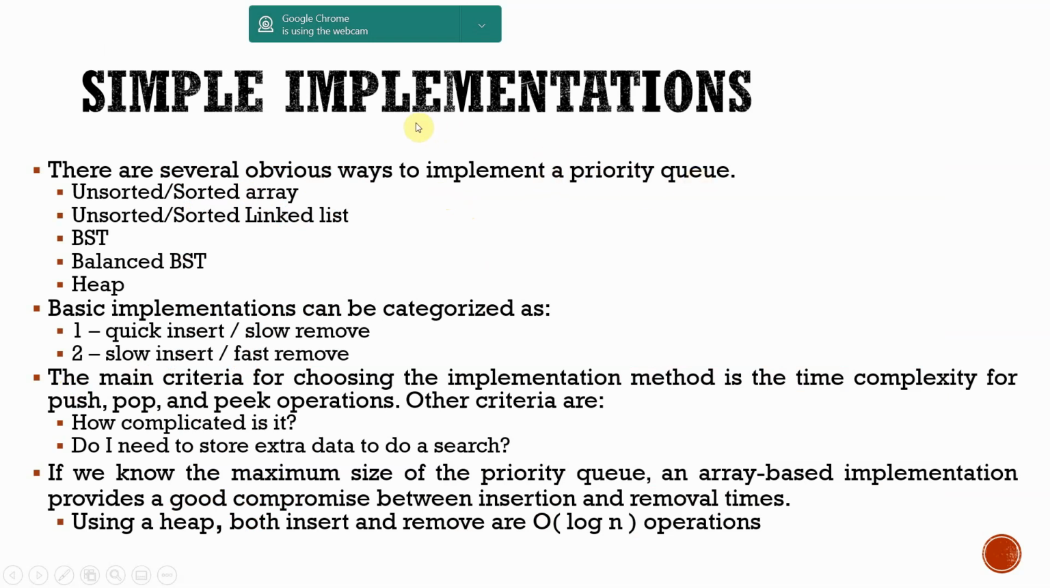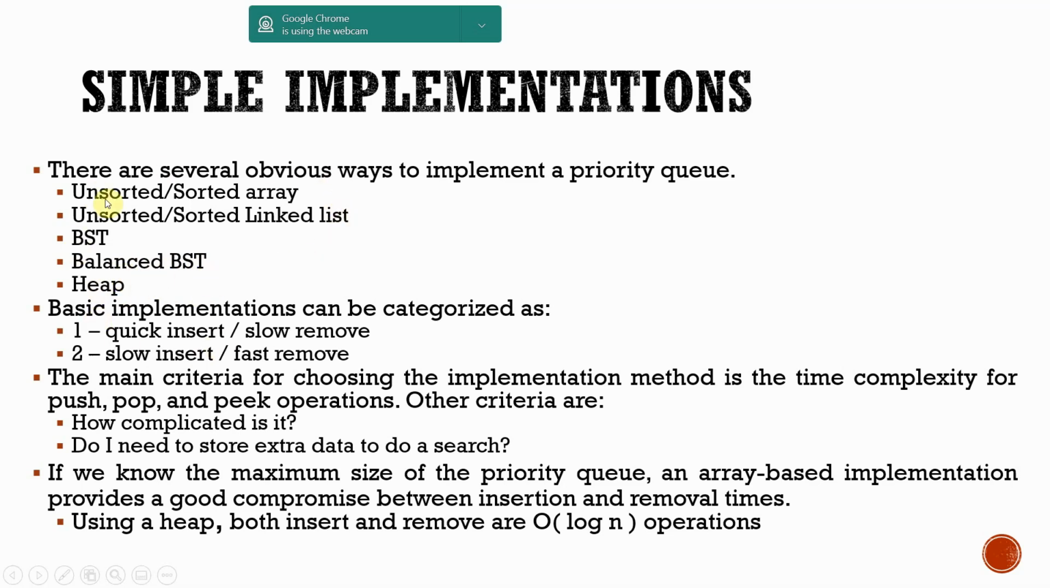So there are several methods to implement a priority queue. We can implement a priority queue using arrays, sorted or unsorted. We can do it using linked lists, sorted or unsorted. We can do it using a binary search tree. We can use, for example, AVL or red black trees, which are balanced binary search trees, or we can implement it using heaps, right?